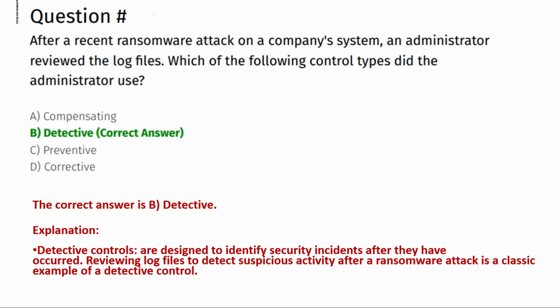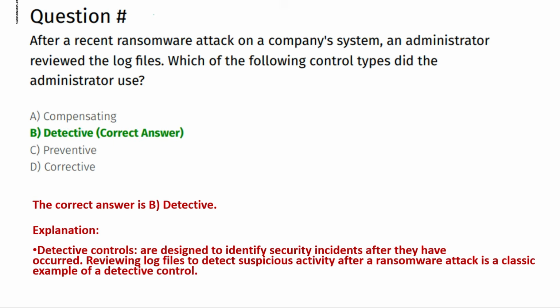The next question is, after recent ransomware attacks on a company system, an administrator reviews the log files. So which of the following control types did the administrator use? Option A, compensating. Option B, detective. Option C, preventive. Option D, corrective. And the correct answer for this question is option B, detective. So let's check the explanation.